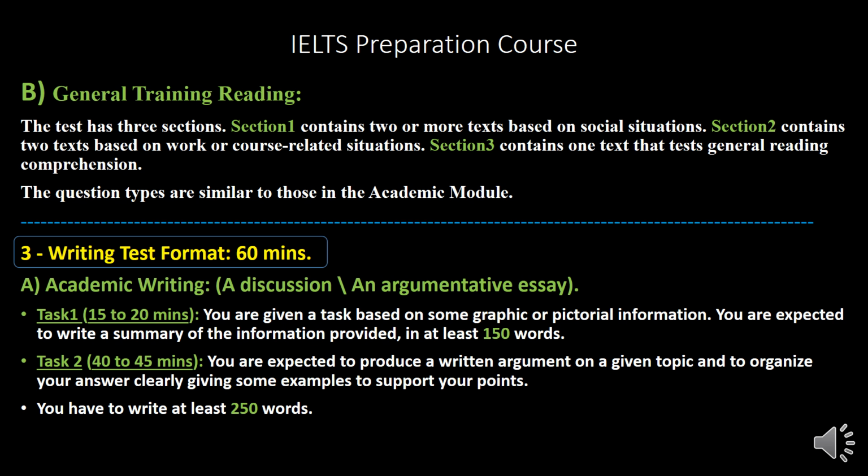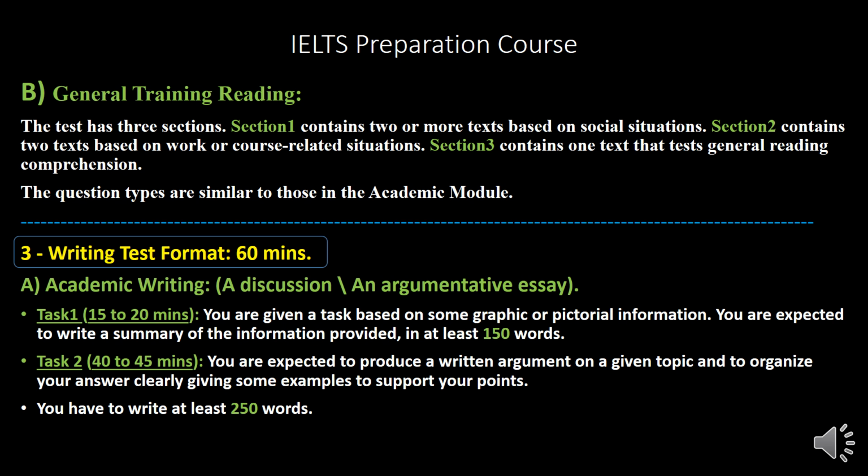Moving on to number 3, which is writing test format, 60 minutes long. Number A, academic writing, which is a discussion or an argumentative essay. Task 1, 15 to 20 minutes. You are given a task based on some graphic or pictorial information. You are expected to write a summary of the information provided in at least 150 words.